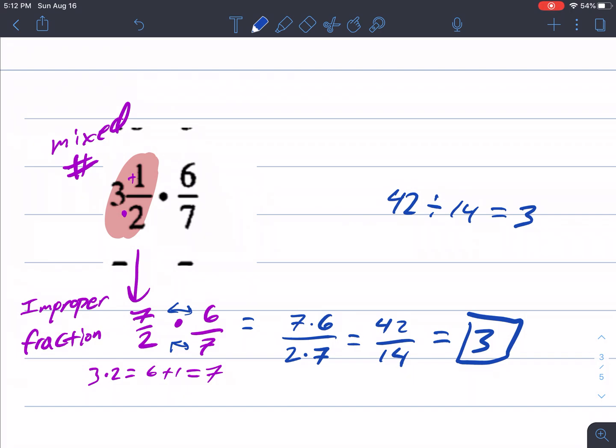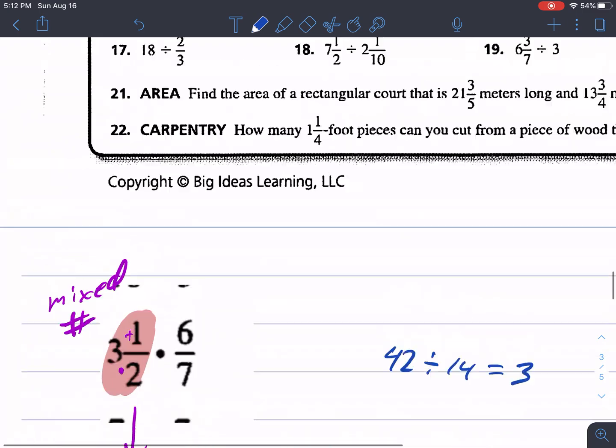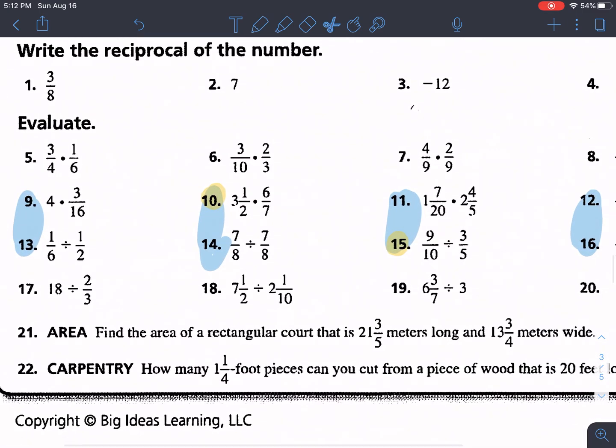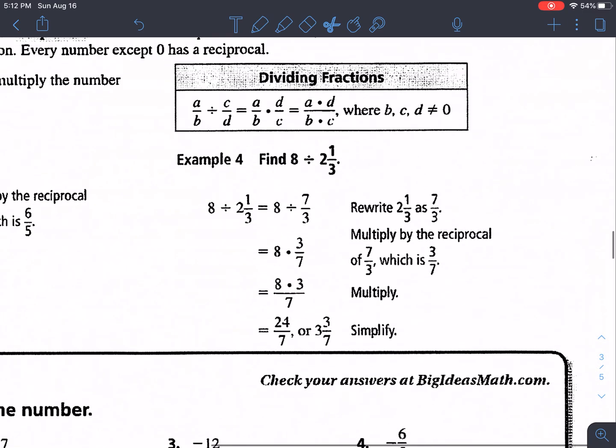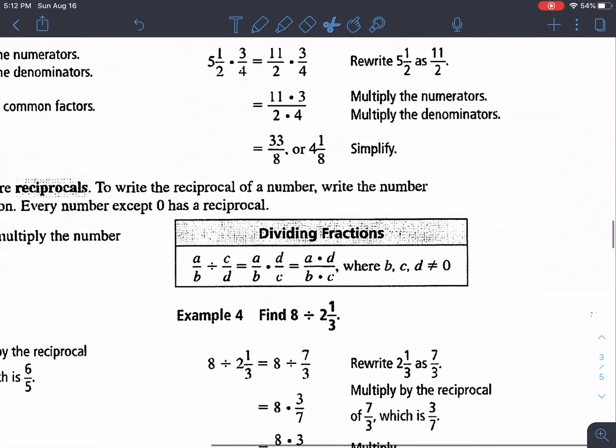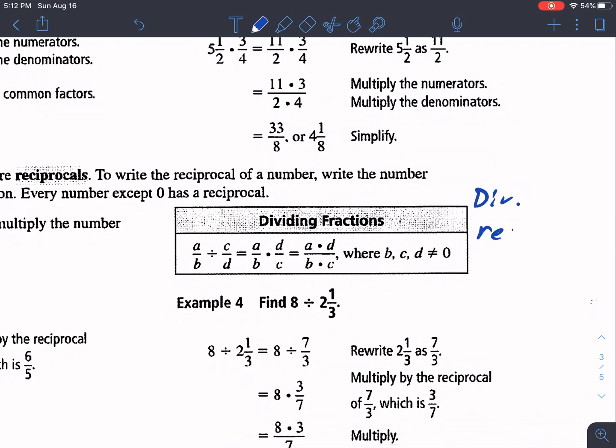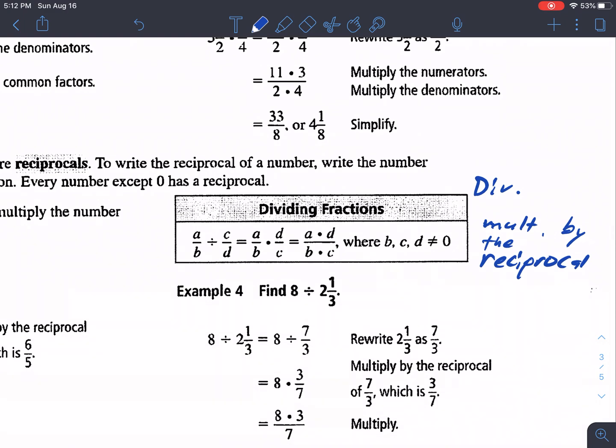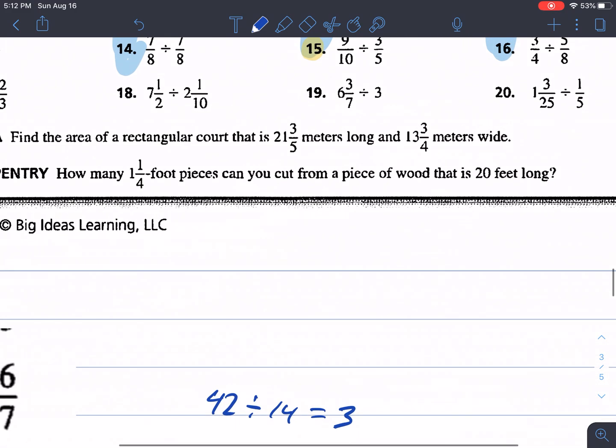Pause the video, rewatch it if you feel like you need to, if you're like, oh, you went a little too fast. I'm going to go on to division. Division, it's its own little beast. For division, we need to deal with reciprocals. We are not actually dividing, we are actually multiplying by the reciprocal. All that means, you're going to multiply the second number with the reciprocal.